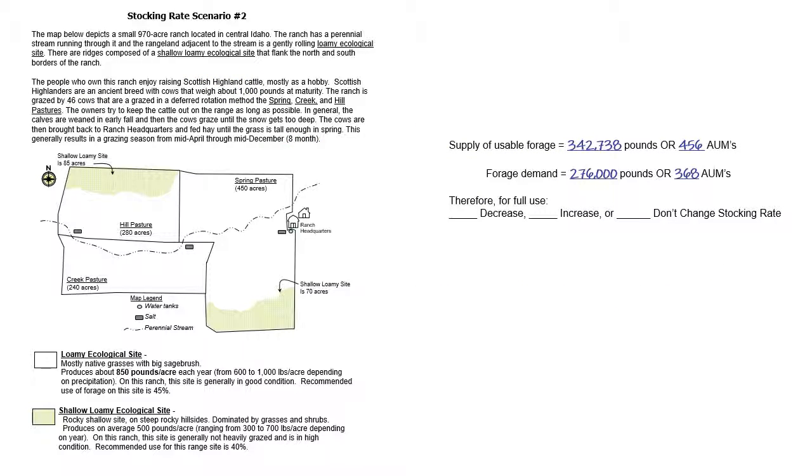So to bring this to conclusion, we have 342,738 pounds of forage supply, or that's the same as 456 AUMs. Our demand is 276,000 pounds of forage, or 368 AUMs. So since we have more supply than we have demand, we could increase our herd and still have proper stocking. So it doesn't mean that you have to, but you could increase your herd and still be within the limits.